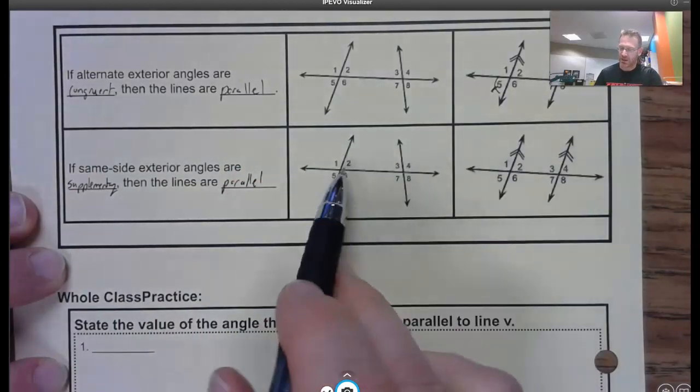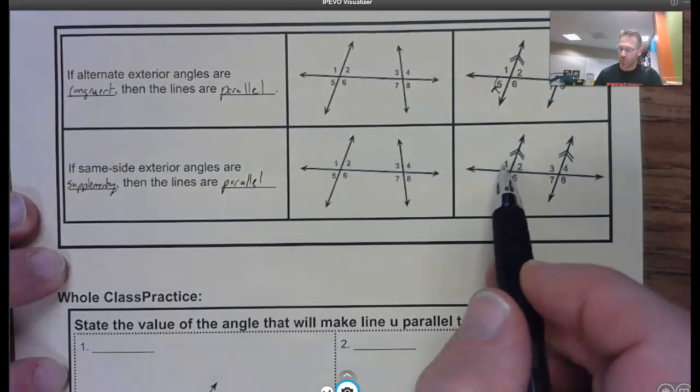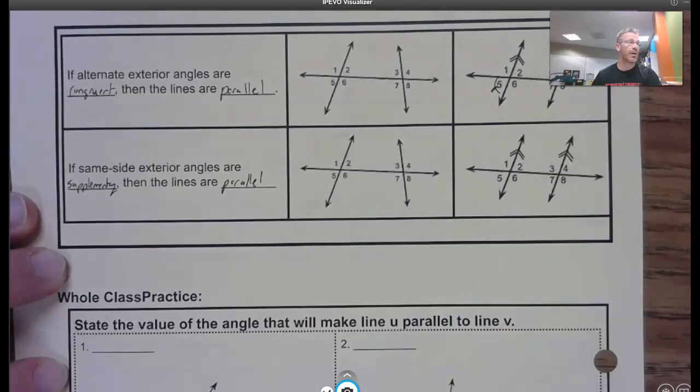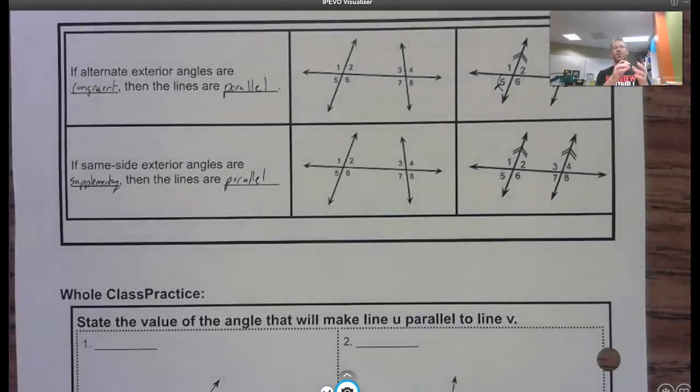And so once again, let's say 1 and 4 this time. As soon as we know 1 and 4 are supplementary, we know the two lines are parallel. All right, so really, if you know the relationships, it works in both directions, right?